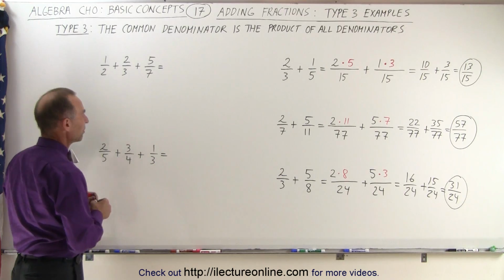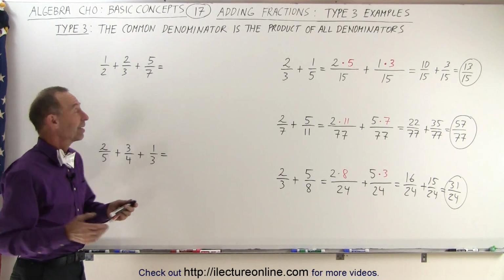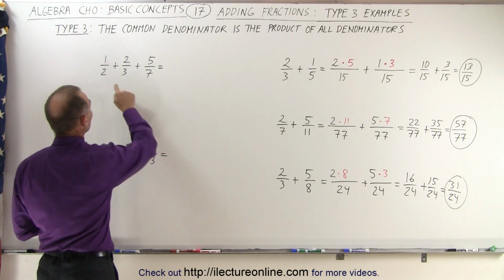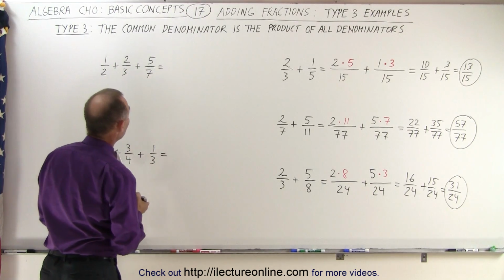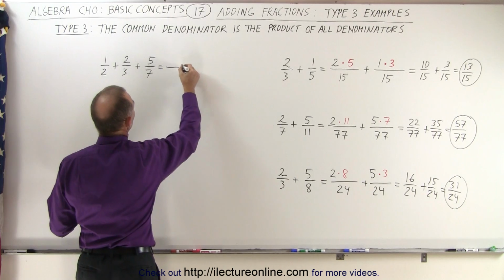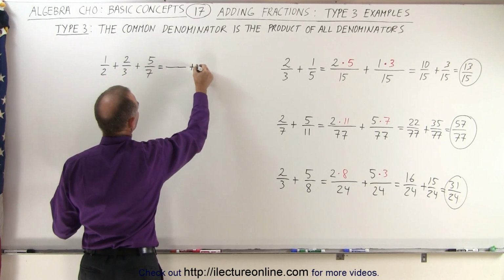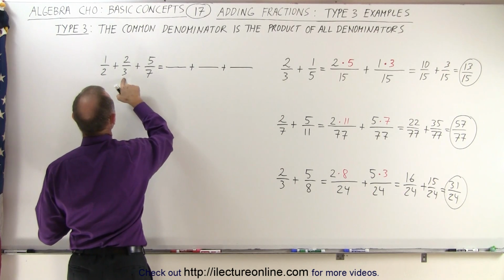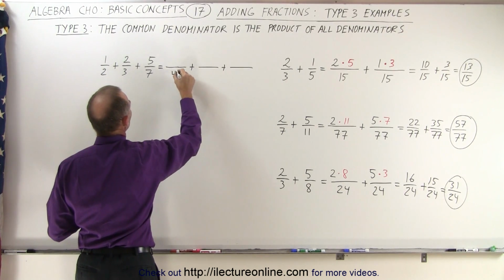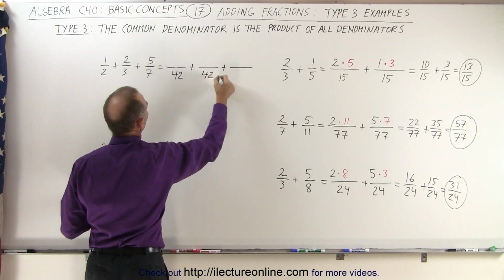What happens when we have three fractions? Well, it's the exact same principle. The common denominator is going to be the product of the three, especially if all three denominators are prime numbers. So we're going to end up with three fractions. The denominator will be 2 times 3, which is 6, 6 times 7, which is 42. So all the denominators will become 42.